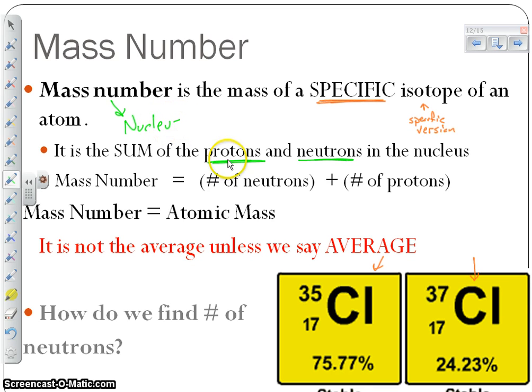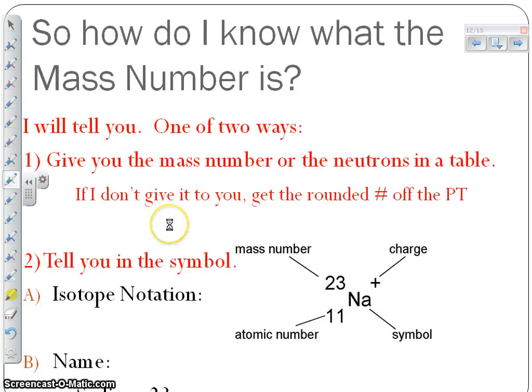What is in the nucleus? Your protons plus your neutrons. So if I give you the mass number and the neutrons, you should be able to figure out the protons. If I give you the mass number and the protons, you can figure out the neutrons. Or if I give you the protons and the neutrons, you can figure out the mass number. Okay? So how do you find the number of neutrons? Well, I'm going to give you the protons, and you'll be given the mass number. So mass number minus protons gives you neutrons.